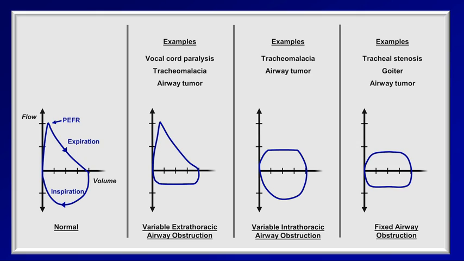Here are some etiologies of the various types of upper airway obstruction. Vocal cord paralysis as a cause of variable extrathoracic obstruction is probably the most classic example.